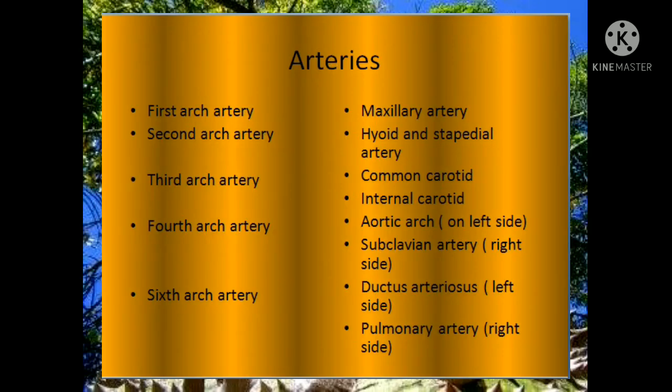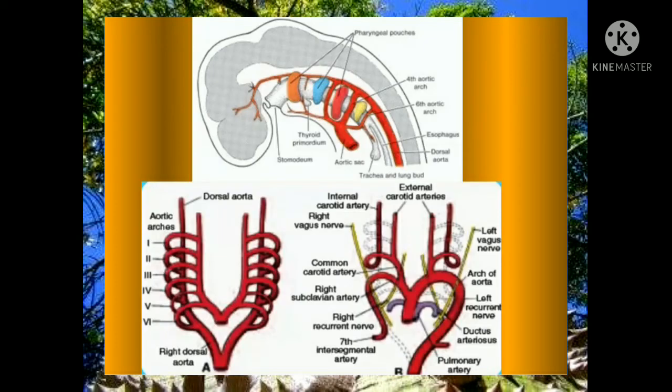Next, the arteries developed from the first pharyngeal arch: the maxillary artery. From the second, the hyoid and stapedial artery. From the third, the common carotid and internal carotid artery. From the fourth arch, the aortic arch on the left side and subclavian artery on the right side. And from the sixth arch, the ductus arteriosus on the left side and the pulmonary artery on the right side.